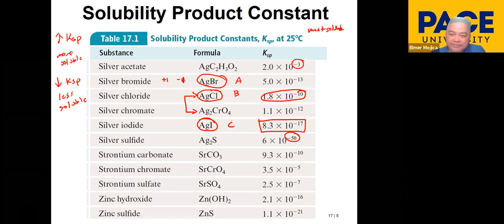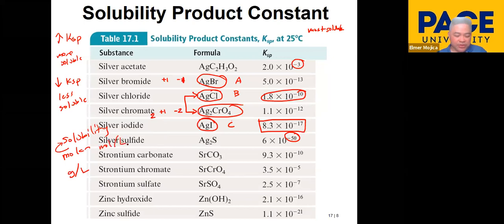Why? Because in this case, you have a -2 charge and 2 times +1 charge of your silver. So if you want to compare the solubility between the two, you have to determine its solubility. So solubility is in the form of what? Molar or just solubility, which is grams per liter. So molar is moles per liter.